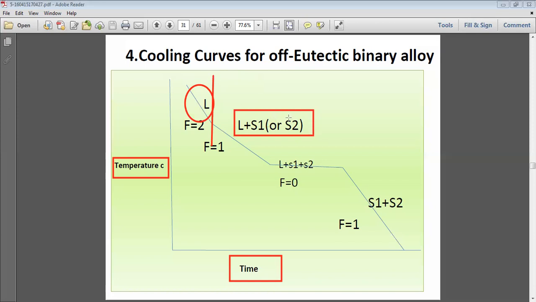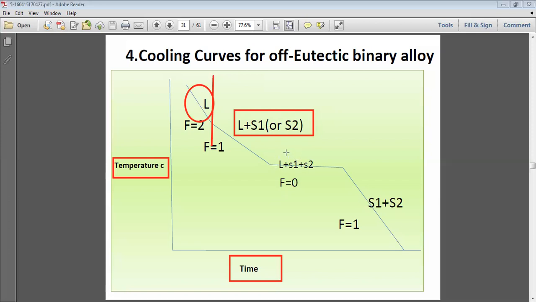In this stage, it is an intermediate stage. It is having L plus S1 in this case, that has gone through this curve. In this curve, we see the temperature is falling steeply with respect to time. So temperature is going down, and with a gradual increase in time there is a gradual decrease in the temperature. The state at this stage is L plus S1, or S2 can also be possible. Now after this, it enters this stage where the value of F is 0.